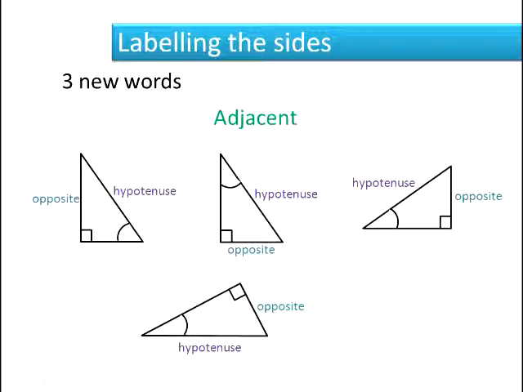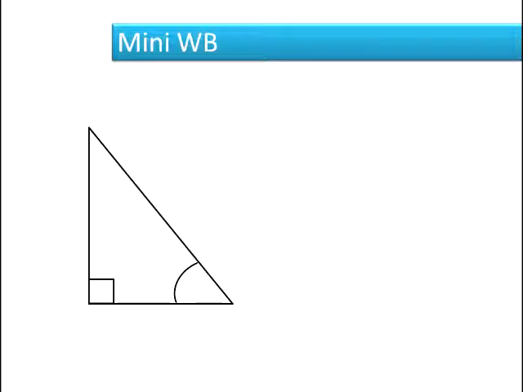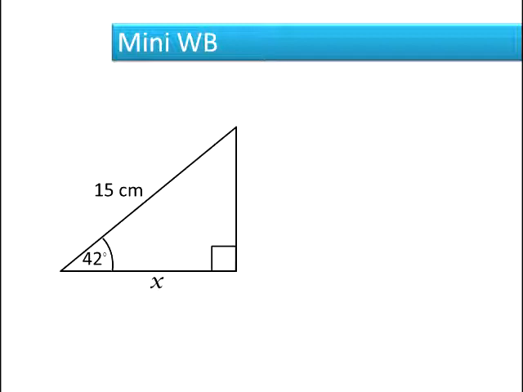Now the adjacent side, I always leave to last because it's the one that's left. You can look at it as being between the angle and the right angle, but it's much easier to spot the hypotenuse and the opposite and just fill in your adjacent. So why not pause it now and think about the labels of these questions. If you've done that, that should be your opposite, that should be your hypotenuse, and the remaining one is the adjacent. But this is what a question will actually look like, so pause it and have a go if you need to.